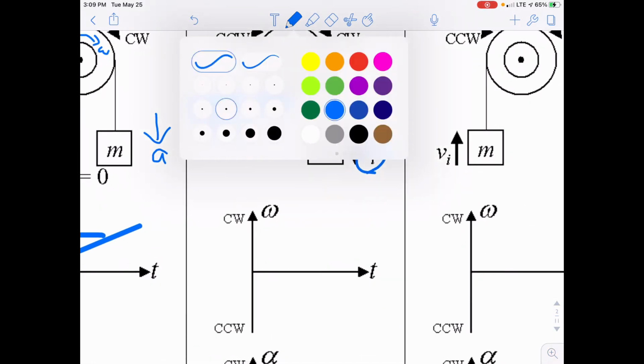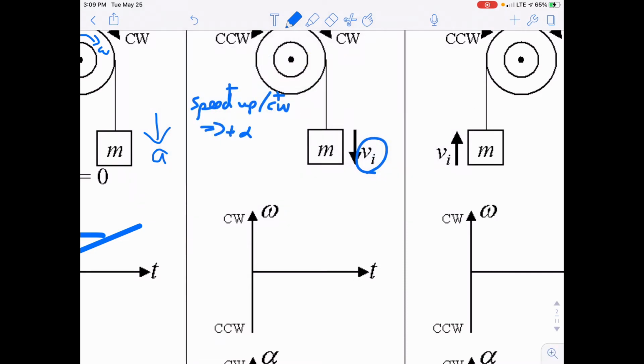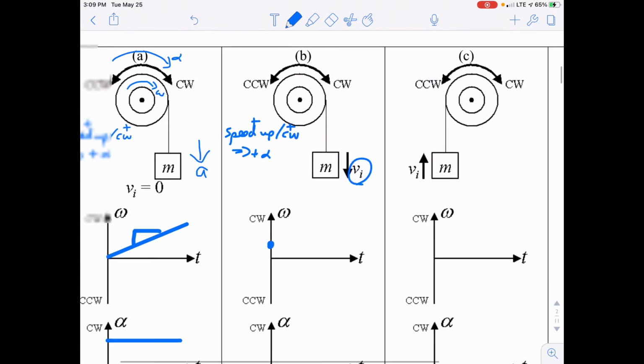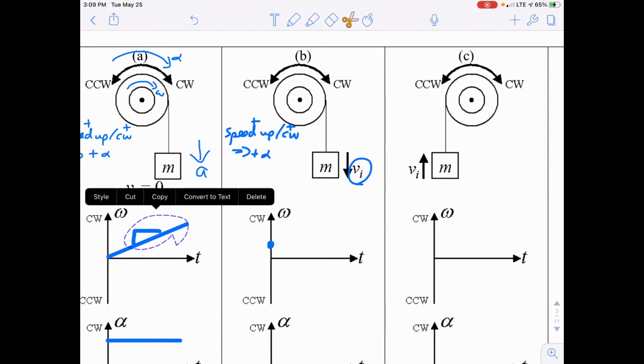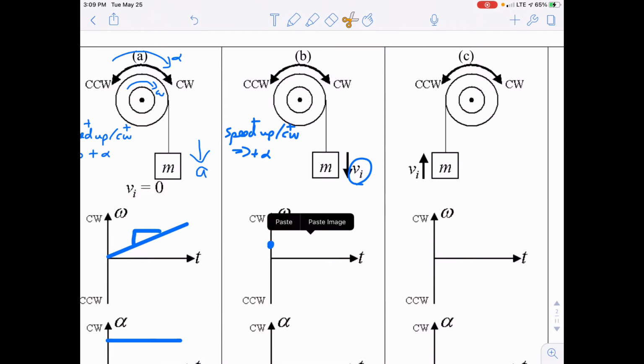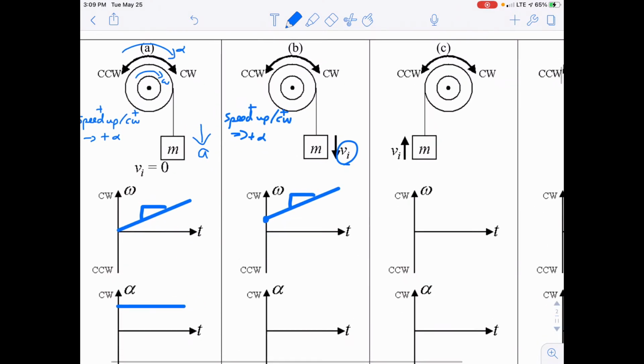So how do we plot that? Start with the initial velocity, like this, and you will have the exact same slope as you did before. Because it's the same mass undergoing the same acceleration. So your acceleration, since it's the same slope, should be exactly the same.